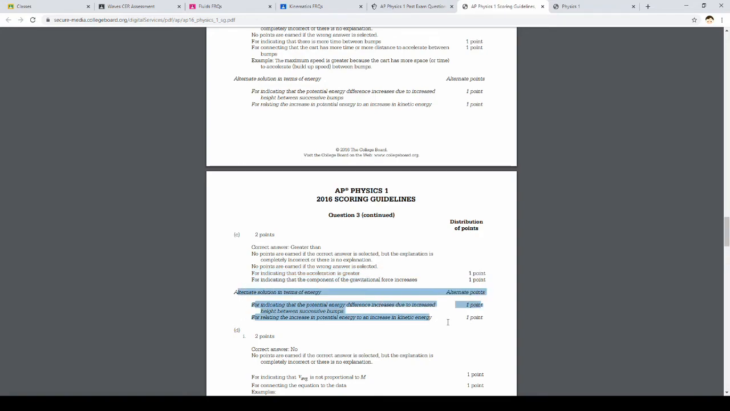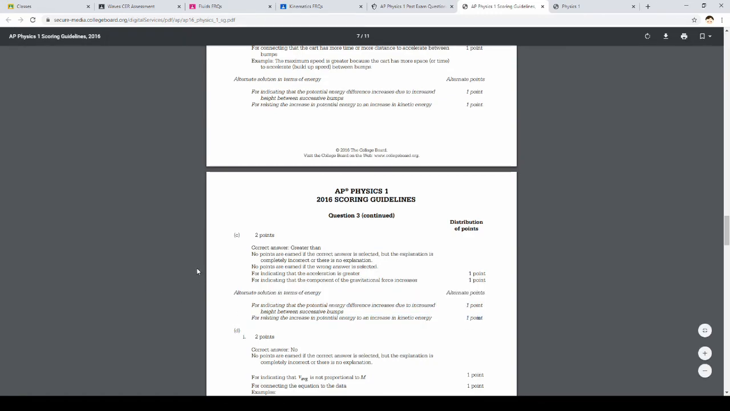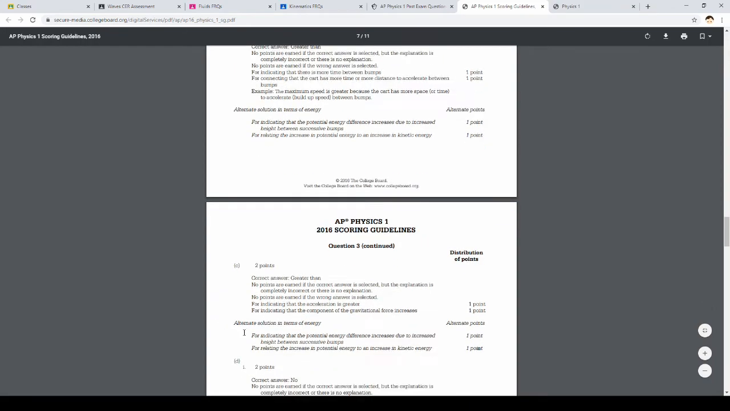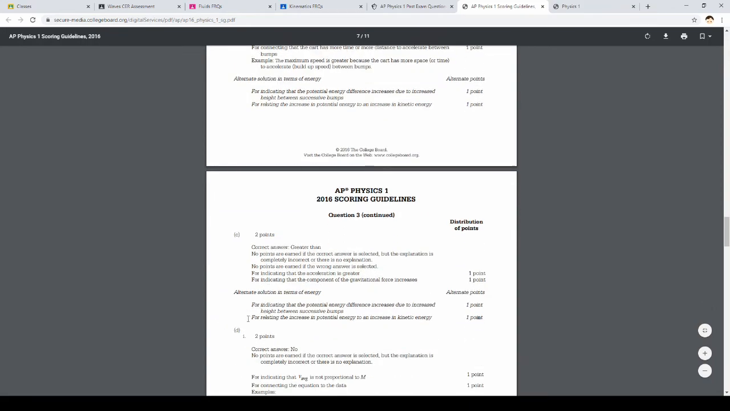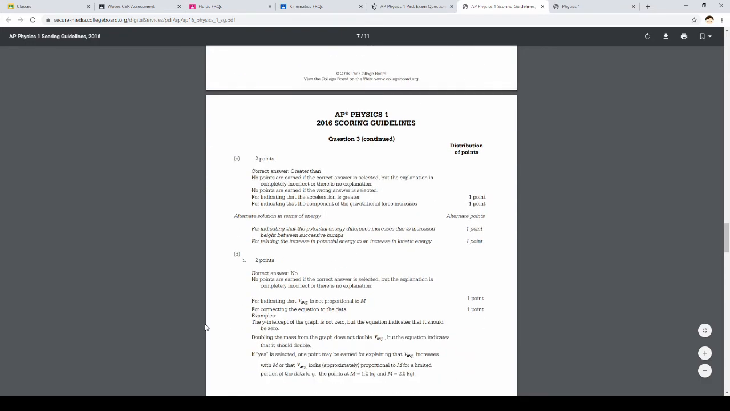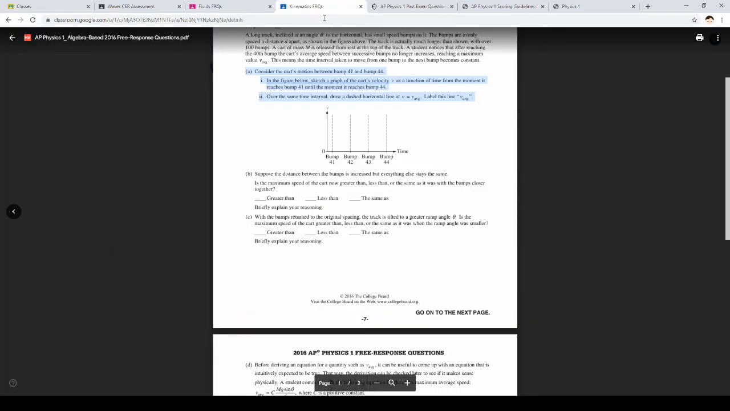You could also go back to the energy explanation. And it's interesting that both Part B and Part C, you could actually use the same energy explanation. It's word for word. The same explanation would work. Part D.